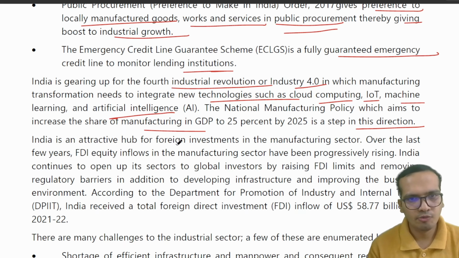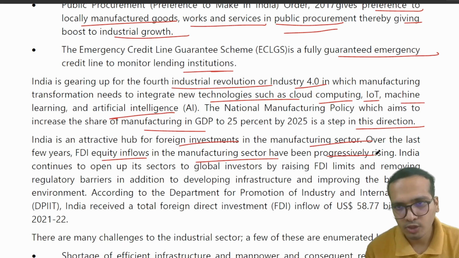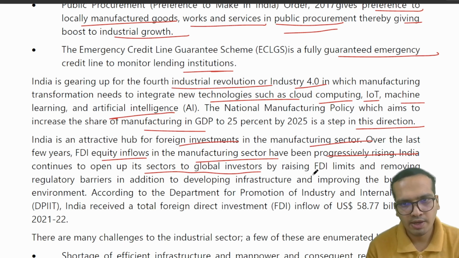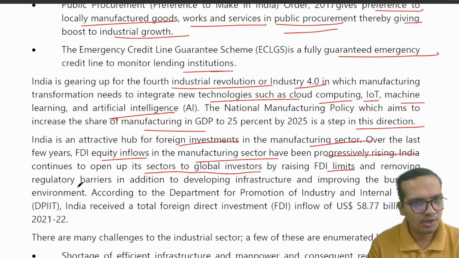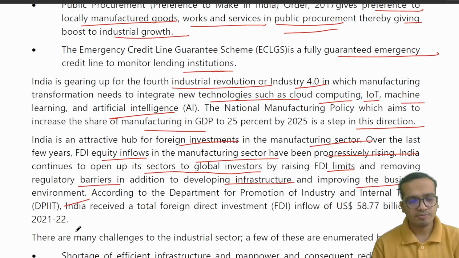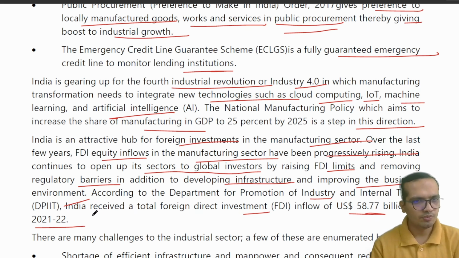India is an attractive hub for foreign investments in the manufacturing sector. Over the last few years, FDI equity inflow in the manufacturing sector has been progressively rising. India continues to open up its sectors to global investors by raising FDI limits and removing regulatory barriers, in addition to developing infrastructure and improving the business environment. According to the Department for Promotion of Industry and Internal Trade (DPIIT), India received a total foreign direct investment (FDI) inflow of US $58.77 billion in 2021-22.